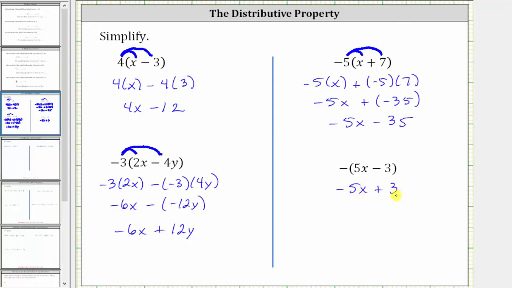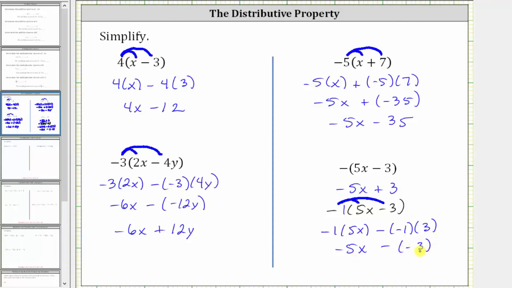However, we can also clear the parentheses by distributing a negative 1. So again, the original expression was the opposite of the quantity 5x minus 3. We can place a 1 here and then distribute negative 1. Distributing negative 1 gives us negative 1 times 5x minus negative 1 times 3. Simplifying, we have negative 5x minus negative 3. Subtracting negative 3 is equivalent to adding positive 3, giving us negative 5x plus 3.